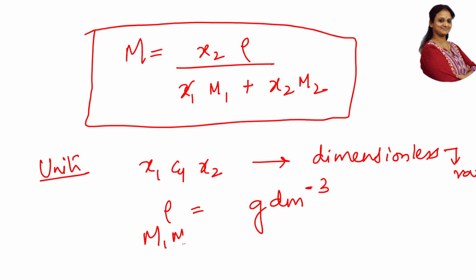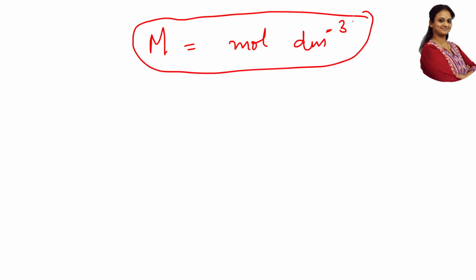M1 and M2, how do you denote them? You denote them by gram per mole. Now I'm substituting everything in this formula. When I substitute, I'll get the final unit of molarity as mole per dm cube. This is the unit. So you've seen the relationship and the unit. Remember, whenever you're doing conversions, you need to do step by step substitution. Don't get confused.